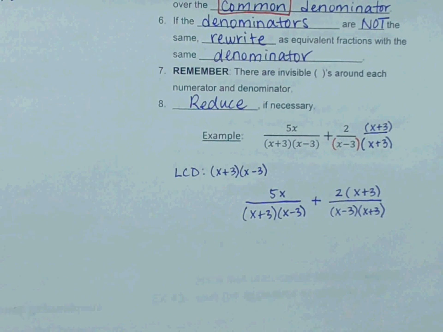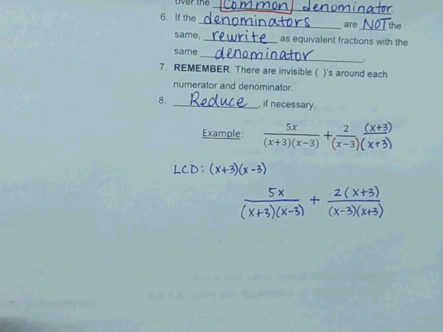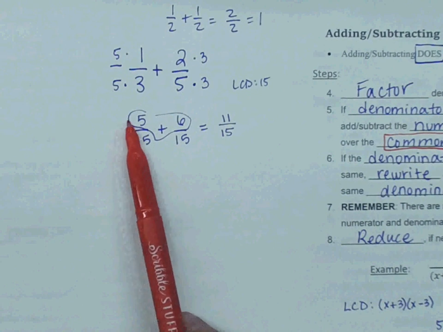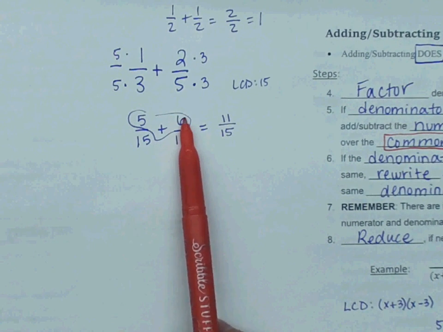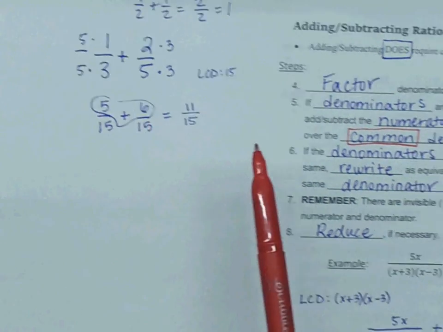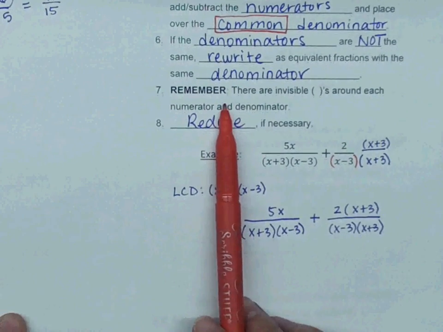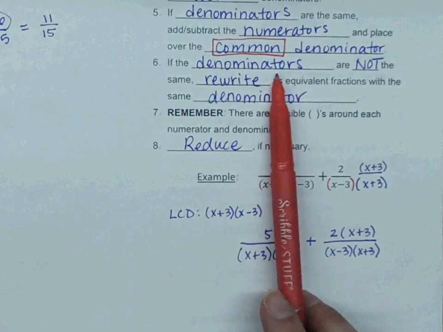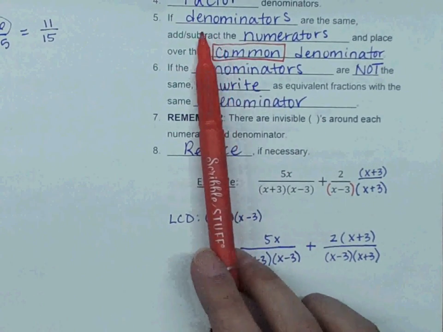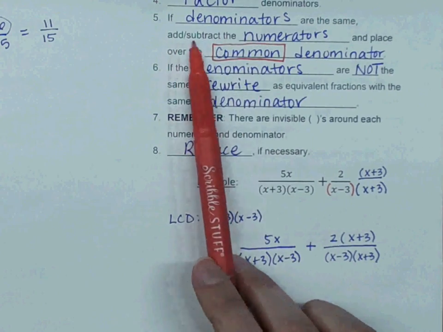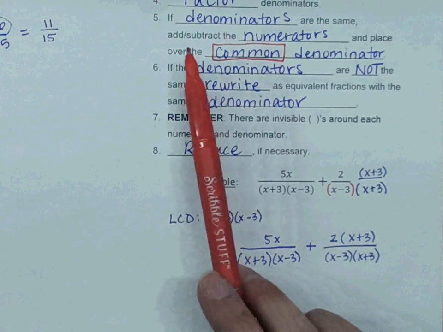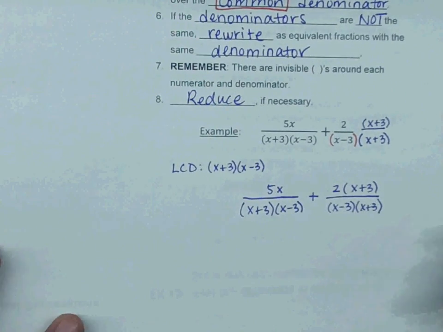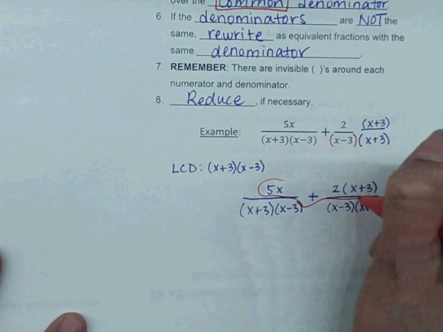So now that our denominators are the same, as you saw when we did our fractions here, all we had to do was add our numerators and write it over our common denominator. That's what step 6 is saying. That's what step 5 kind of was saying. So once the denominators are the same, add or subtract the numerators and place them over the common denominator. So my answer here, I'm going to have to add these tops together.